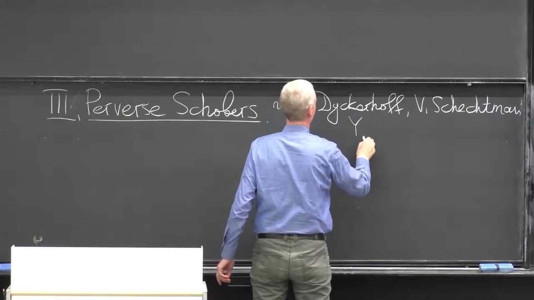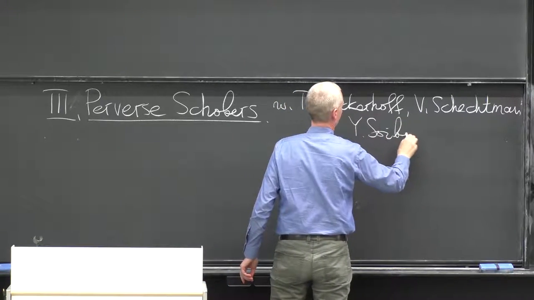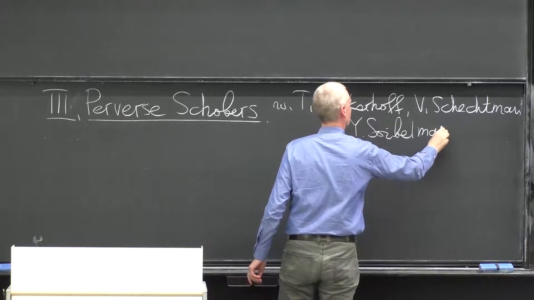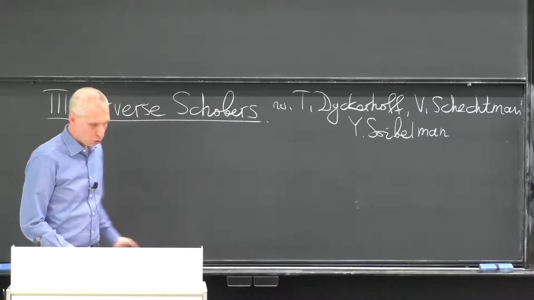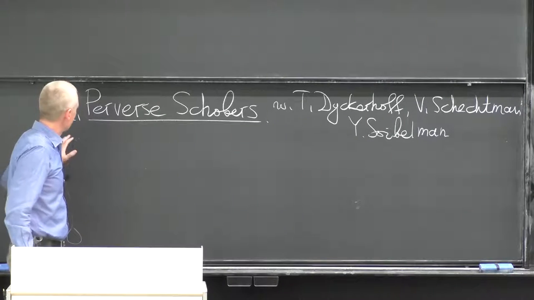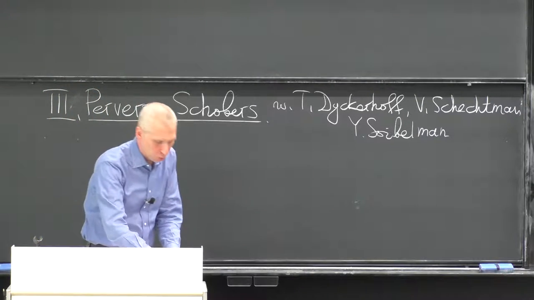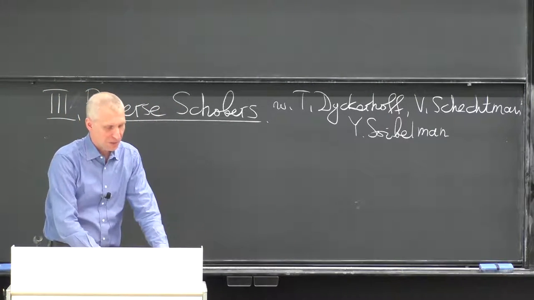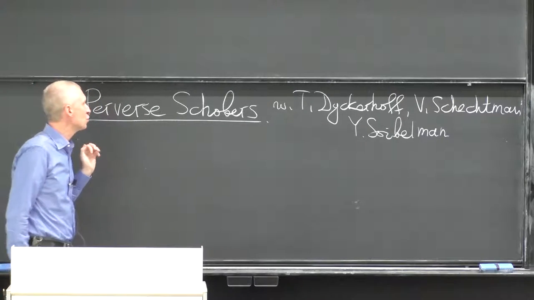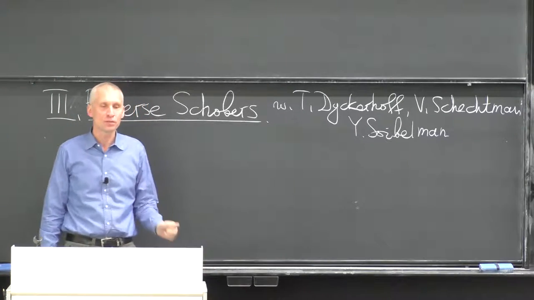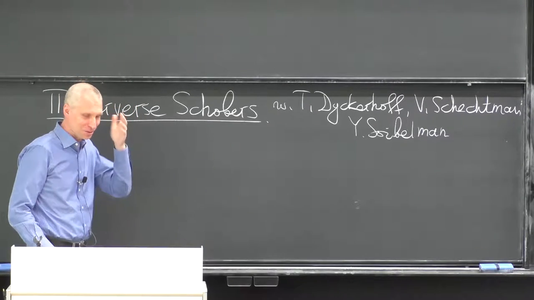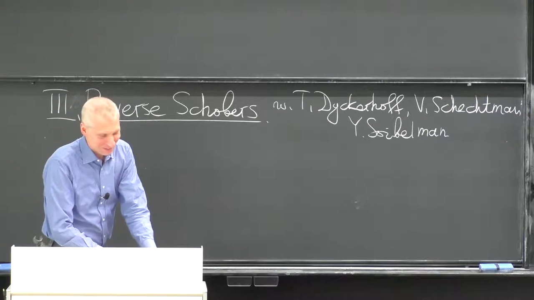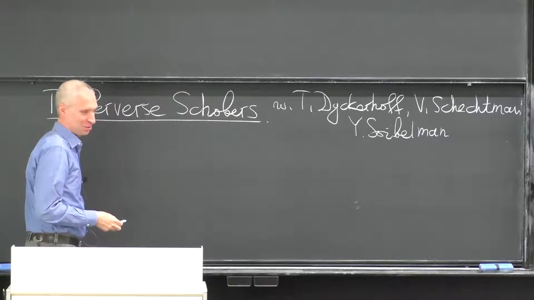But before I go to Perverse Schobers, let me finish what I couldn't finish in the first lecture, which is one more additional feature of the category of perverse sheaves on a surface. And that comes very handy today because it fits with the last 5 minutes of Jan's talk.